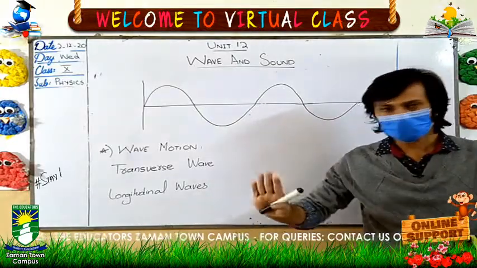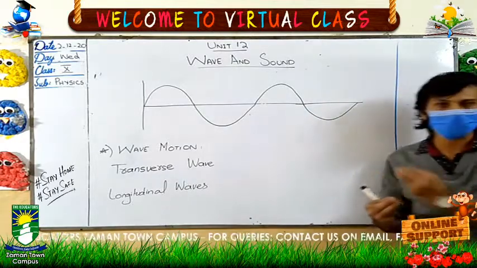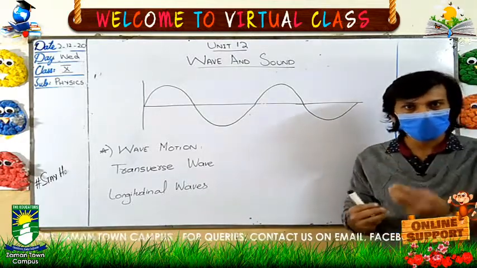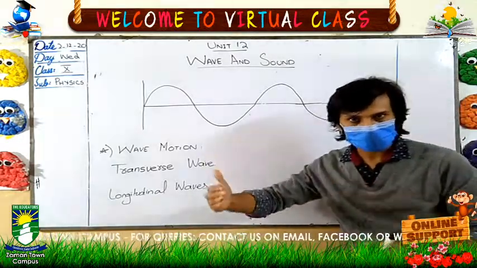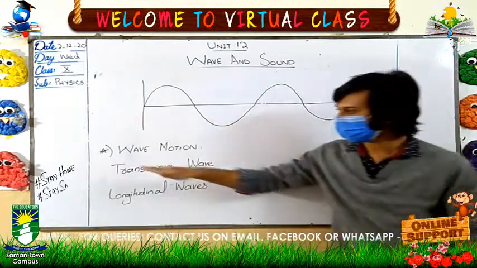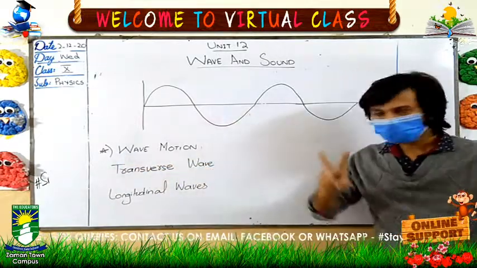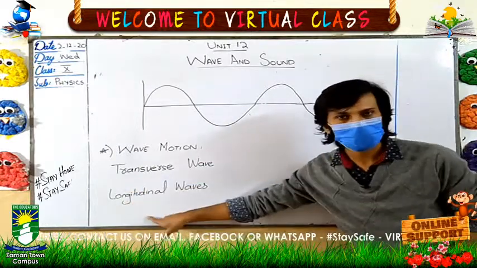You are clear about the wave, what are waves? So wave forms by the disturbance of any object. If any object is vibrating or creating a disturbance, that disturbance travels along the path, so what will happen? Wave will form, and that motion is known as wave motion. So we have two types of wave. The first one is the transverse wave and the second one is the longitudinal wave.